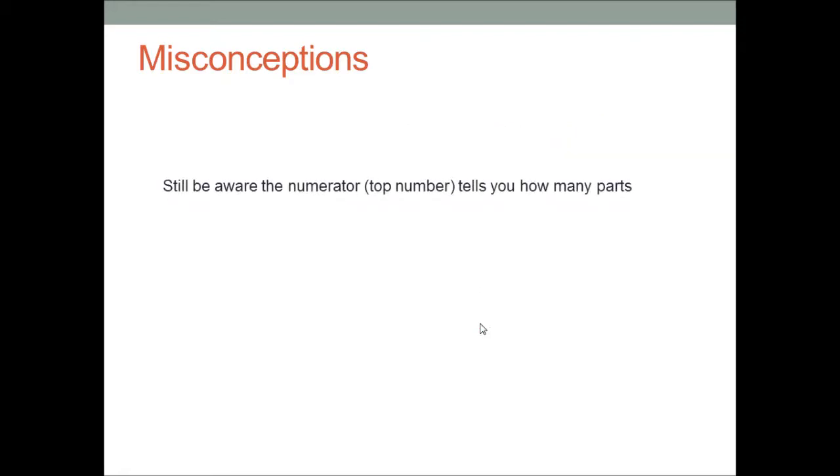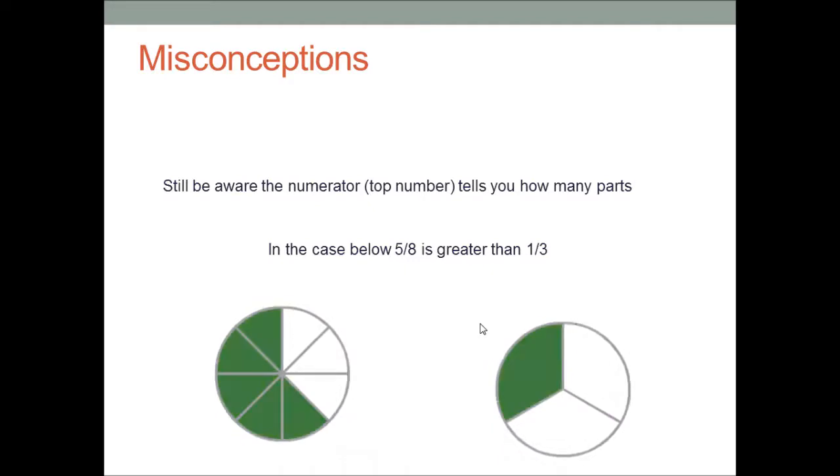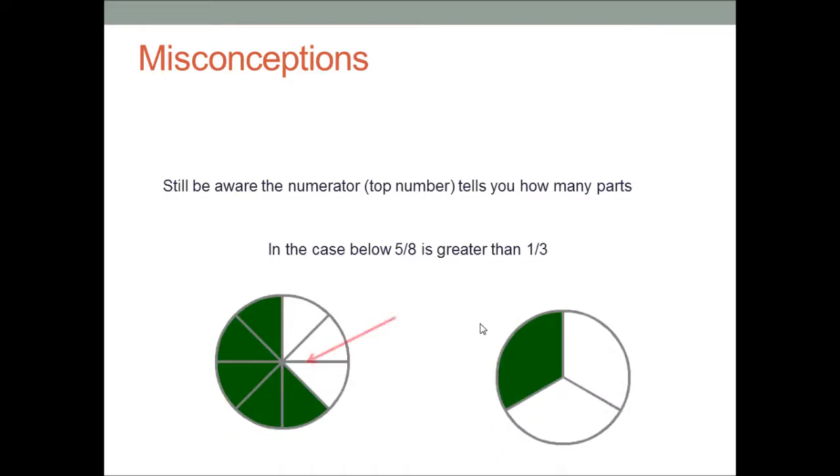Still be aware though, the numerator, the top number, tells you how many parts that is. So in the case here we've got 5/8 is always going to be greater than 1/3, because as you can see, the 5/8 makes up a greater amount than the 1/3. So we don't want students just to look at the bottom number, we want them also to look at the top number and consider that.